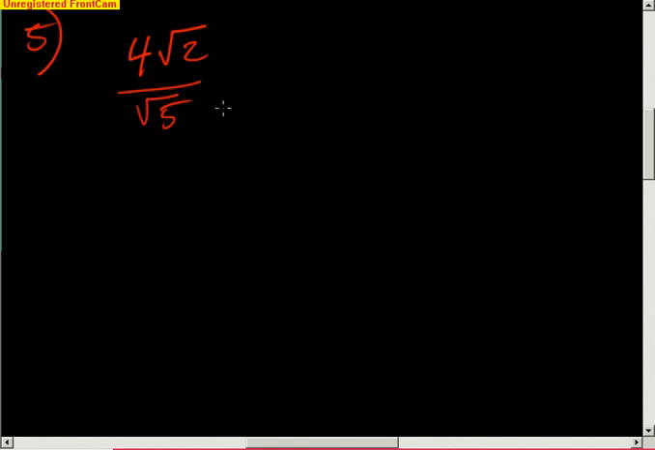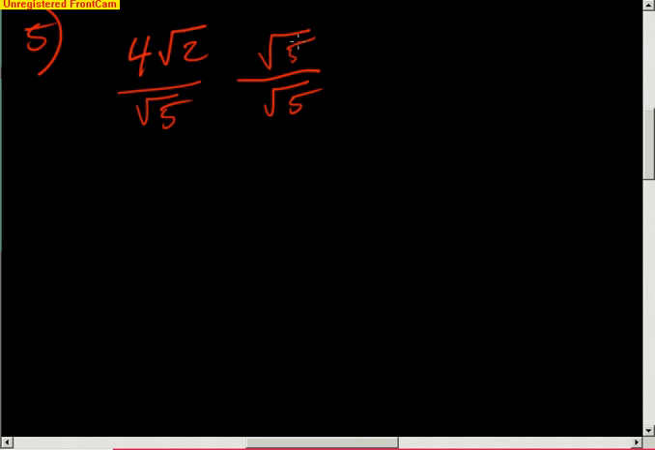I don't like having the root 5 in the denominator, and neither does the EOC. We call this rationalizing the denominator. We're getting that radical out of the denominator, and what we're going to do is multiply by the equivalent of 1. Square root of 5 over the square root of 5 is the same as multiplying by 1, which means we haven't changed the value of this at all.